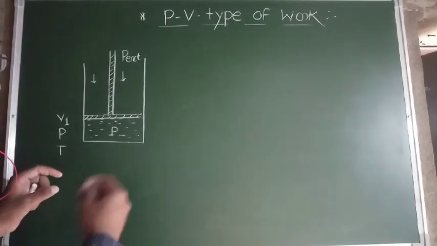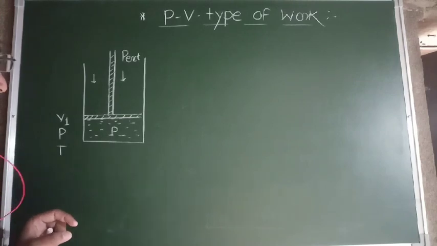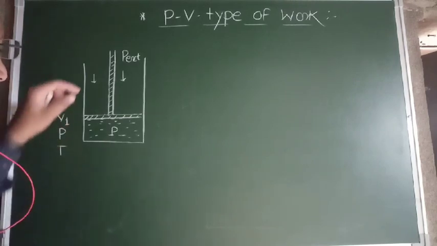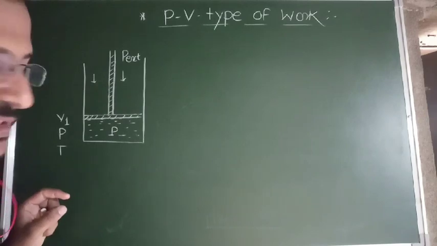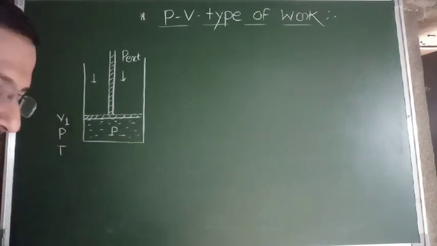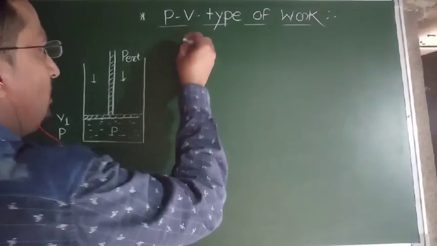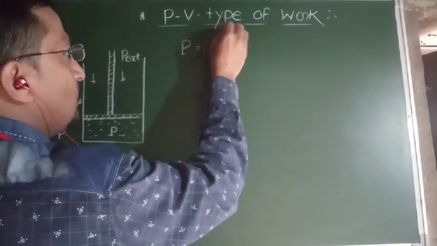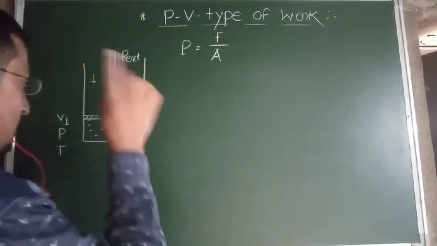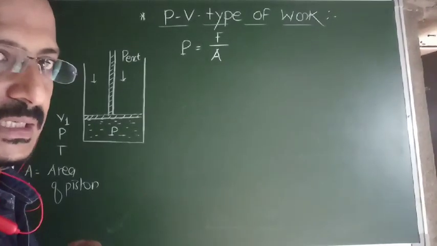Now suppose that for some reason the piston moves in upward direction through a distance d, which means the gas inside the cylinder undergoes expansion. Before that, we know that the pressure of the gas P is equal to force per unit area. One more point: suppose the area of the piston is capital A. And we know that pressure is equal to force per unit area.